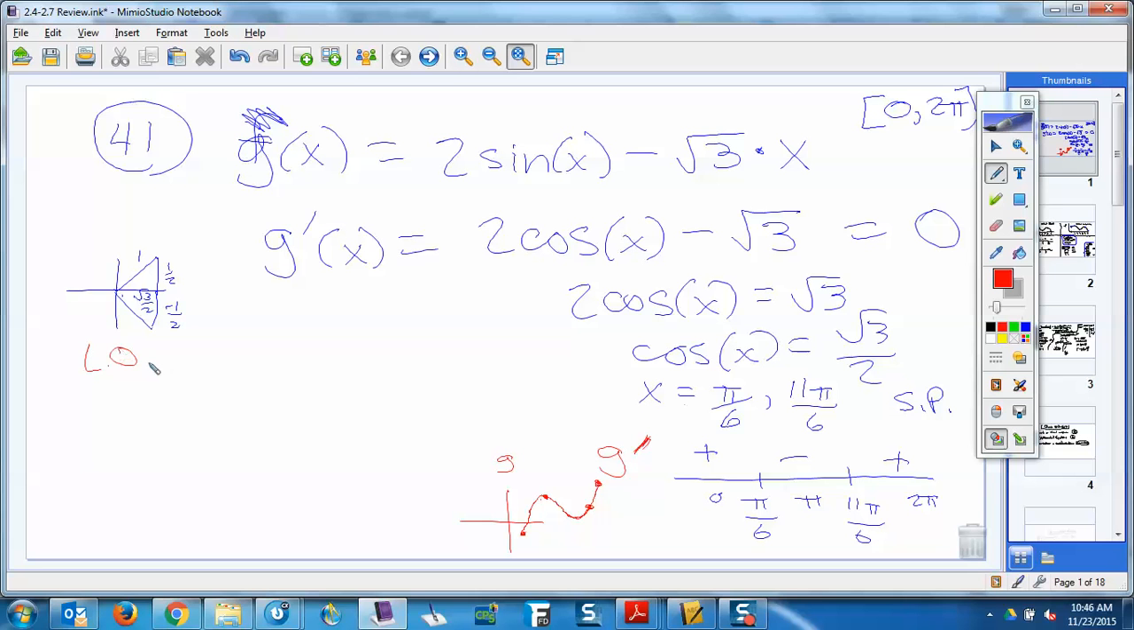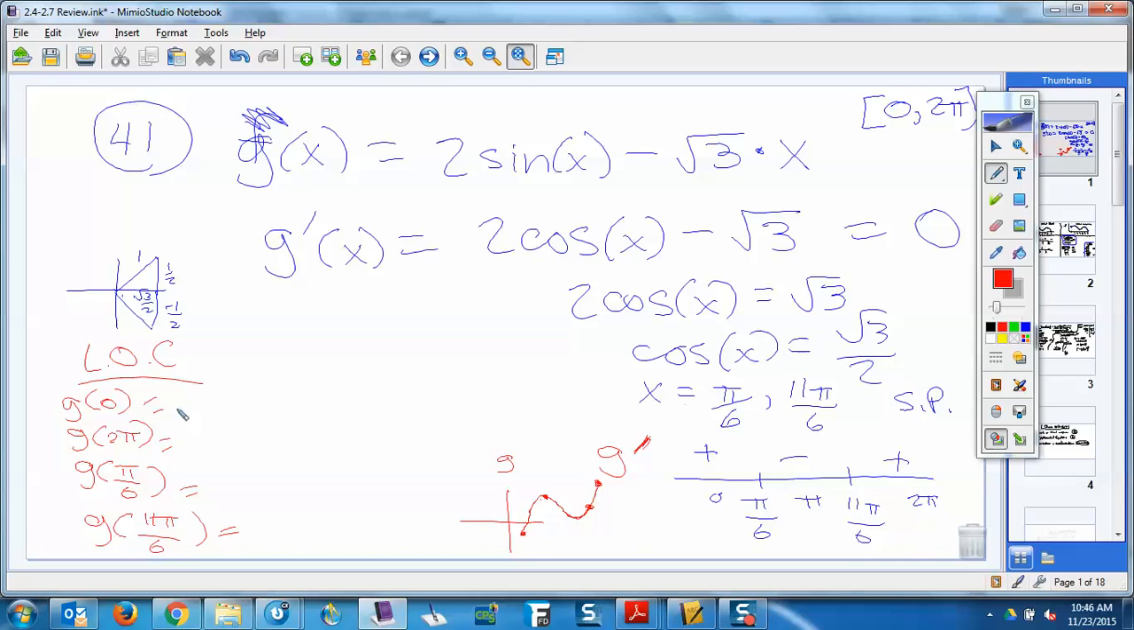So over here, again, the red is just for the global part. The red part would be just for the part of this problem that said global. We would do G of 0. We would do G of 2 pi. We would do G of pi over 6. And we would do G of 11 pi over 6. Now I told you I'm not going to make you do this on the no calculator part, right? I would only have this on the calculator part.